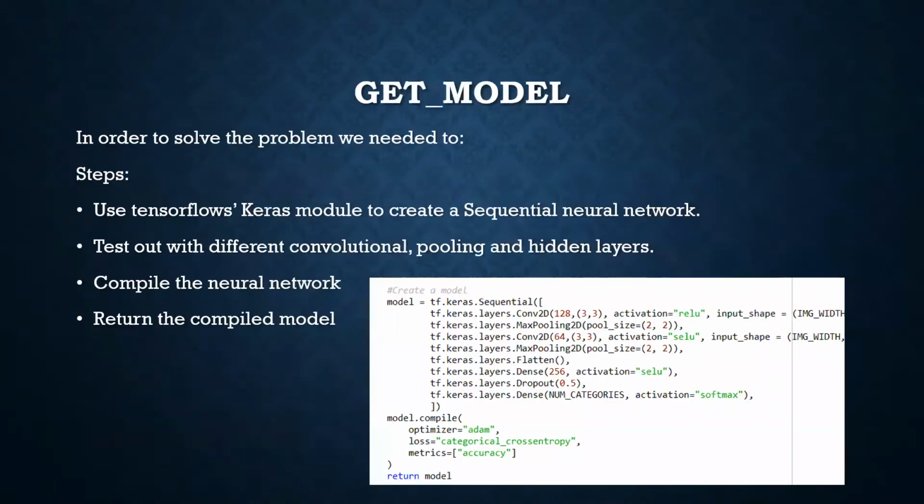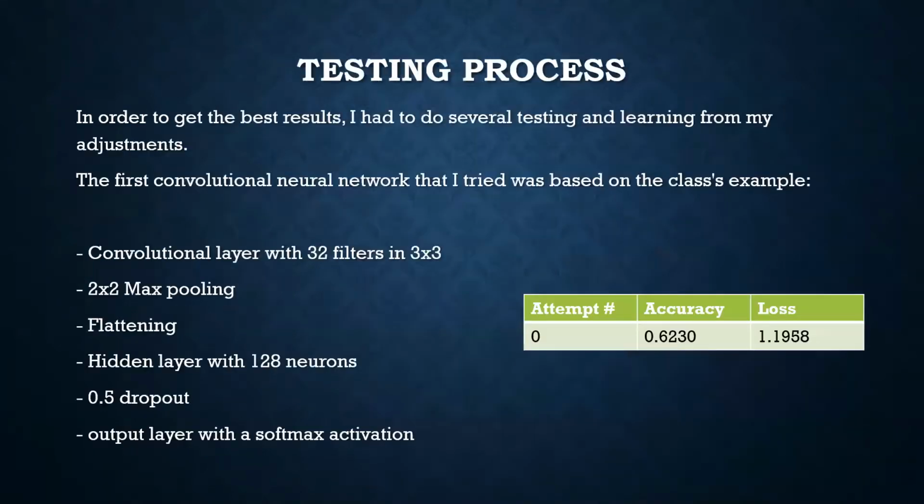And for the model itself, we will use TensorFlow's Keras module to create a sequential neural network. And we want to test out different convolutional, pooling and hidden layers, compile the network, and return the compiled model. So before going on with the program, I want to mention my starting testing process.